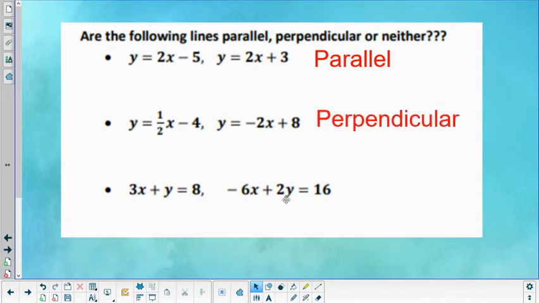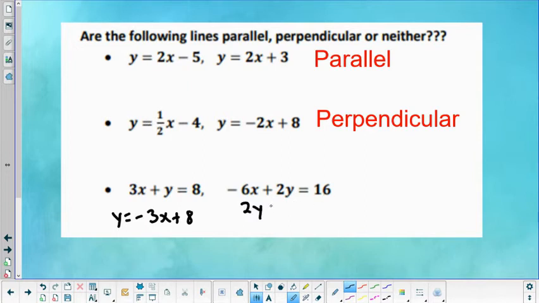All right, now this one, you notice they are not in slope-intercept form. If you were to write them in slope-intercept form, for the first one, we would move the 3x to the right, so we'd have y equals negative 3x plus 8. This one is a two-step, so we have to move the 6x over, so we'd have 2y equals 6x plus 16. And then when you divide everything by 2, you get y equals 3x plus 8.